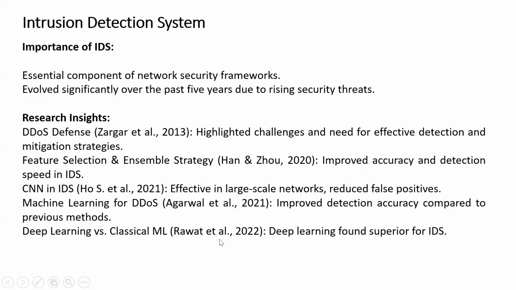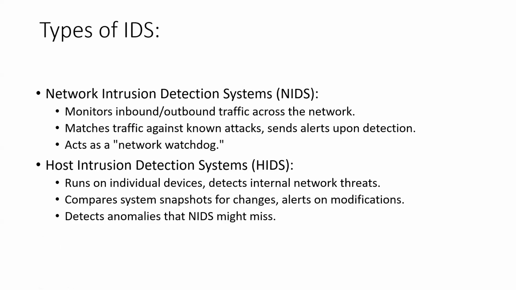The researchers Rawat et al., 2022. And in this slide, we explain about the type of IDS. The type of IDS consists of two types. The first is network intrusion detection, or NIDS. The second is host intrusion detection system, or HIDS.